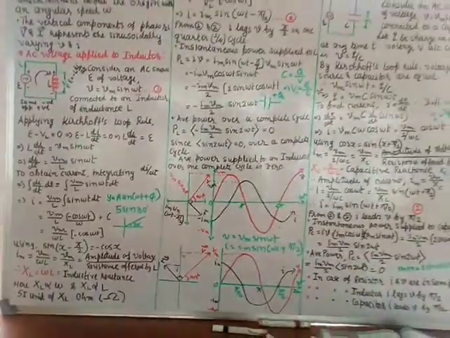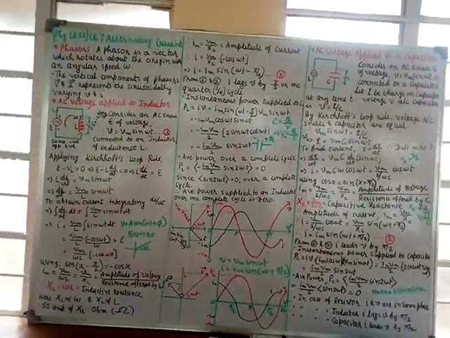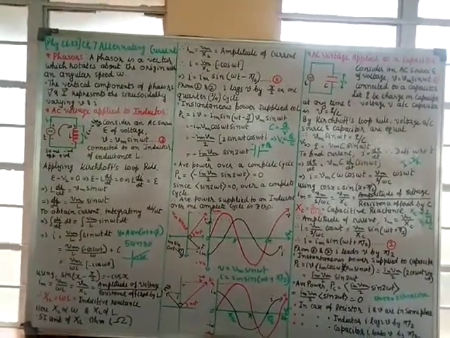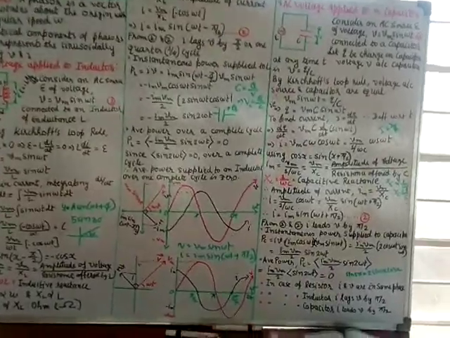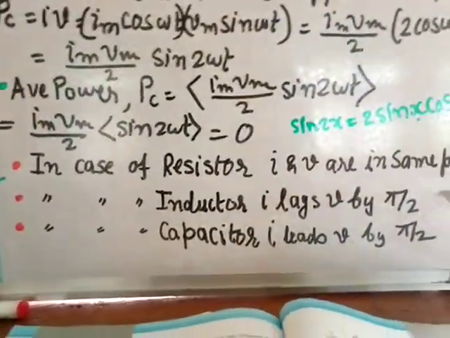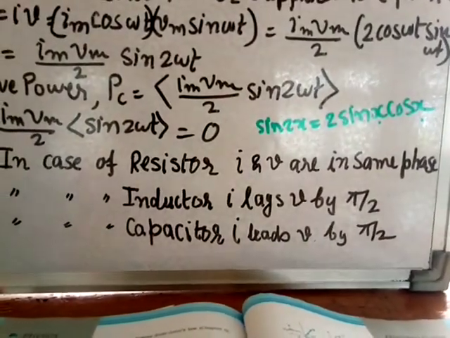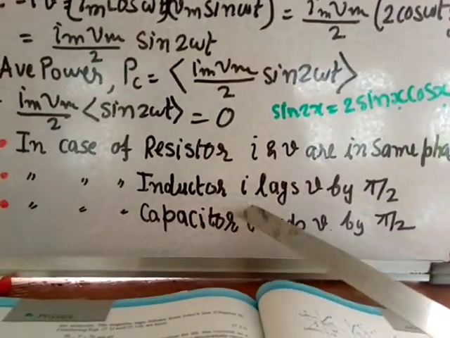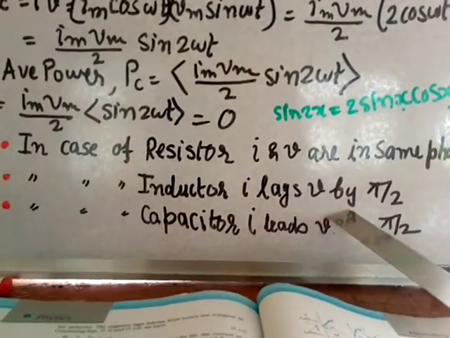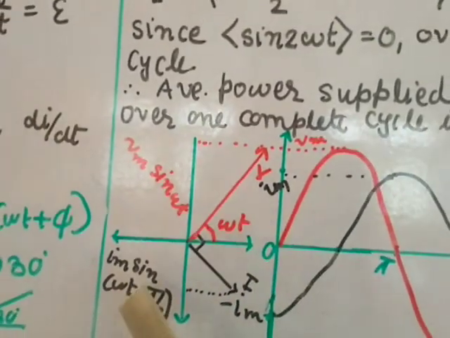So we have studied AC voltage applied to the resistors, to the inductors and to the capacitor. Now let us conclude from all these three. In case of resistors, I and V are in the same phase, that means they have no phase difference. In case of an inductor, I lags V by pi by 2. So I is behind V by pi by 2. This first one, this phasor diagram.